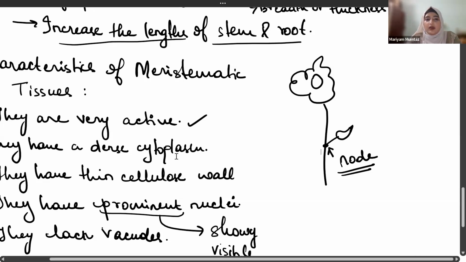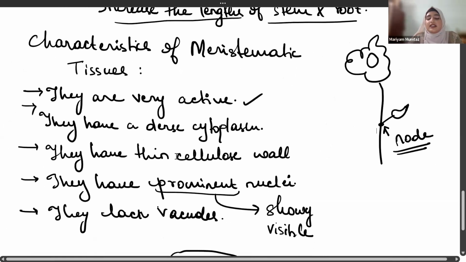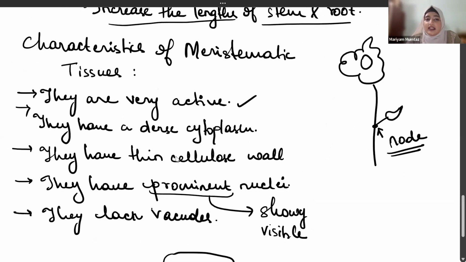Now, let us talk about the characteristic features of the meristematic tissues. Characteristic features mean the characters or the speciality about the meristematic tissues. The first thing that you will have to know is that they are very active tissues. Then they have a dense cytoplasm. The cytoplasm present in the meristematic tissues is very dense.